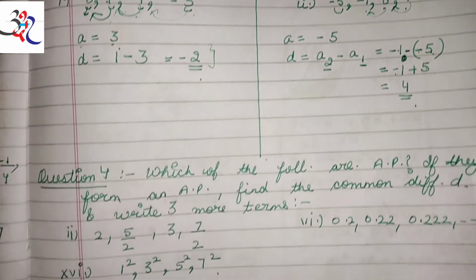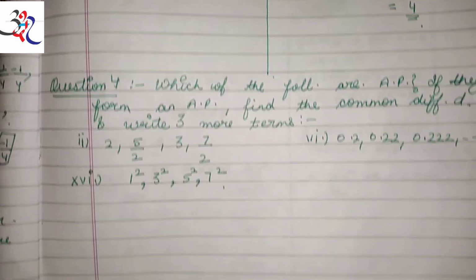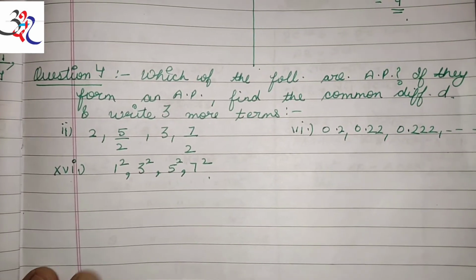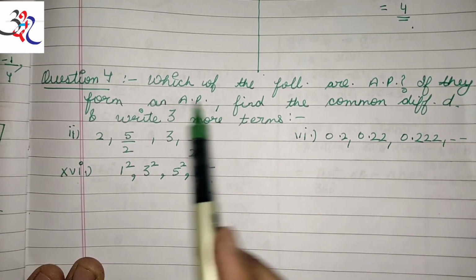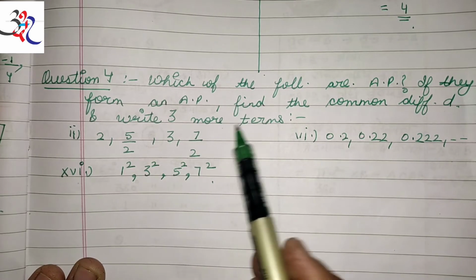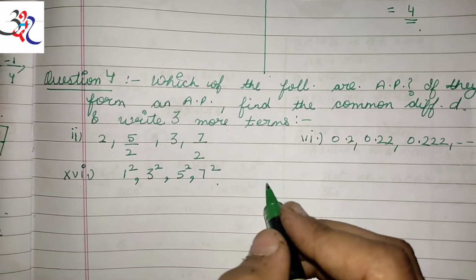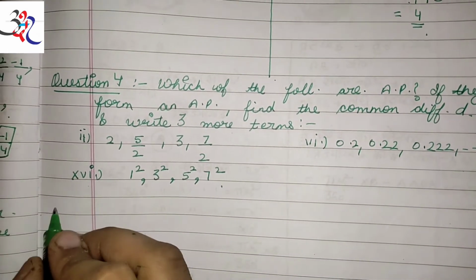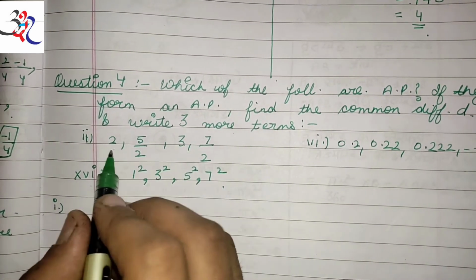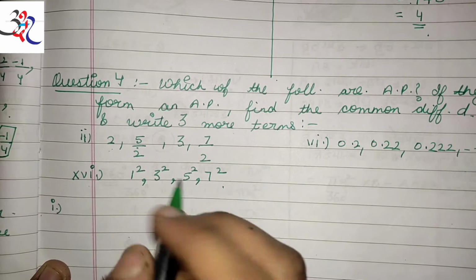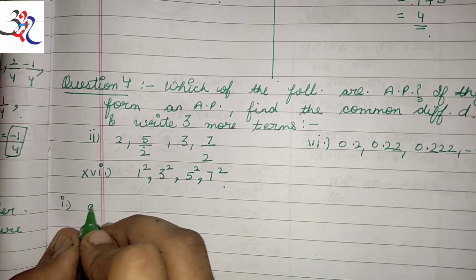It doesn't matter, your common difference will always be the same. So moving to question number 4. Question number 4 says: which of the following are AP? If they form an AP, find the common difference and write down the 3 more consecutive terms. So this time you have to write down the 3 more consecutive terms and decide if it is an AP or not. How to find out whether this is an AP or not?